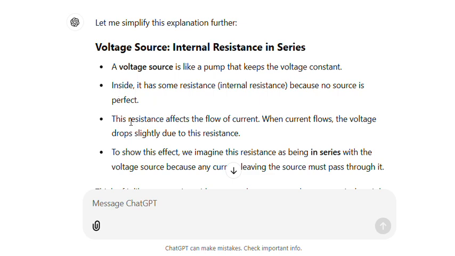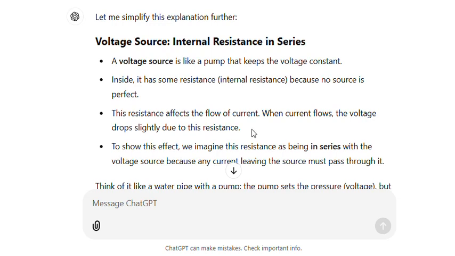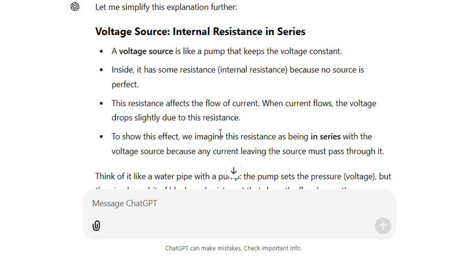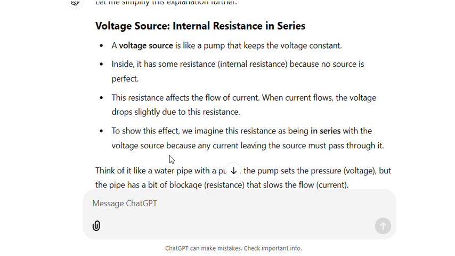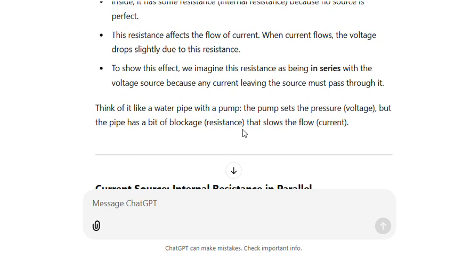To show this effect, we imagine this resistance as being in series with the voltage source because any current leaving the source must pass through it. The resistance is in series because any current must pass through it. Why must any current pass through it? I think of it like a water pipe with a pump. The pump sets the pressure, but the pipe has a bit of blockage that slows the flow of current.